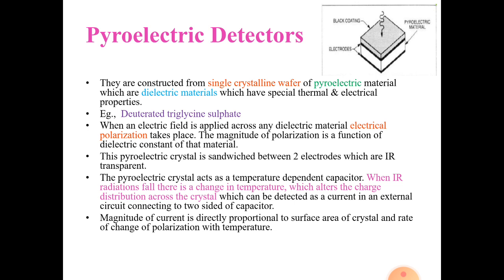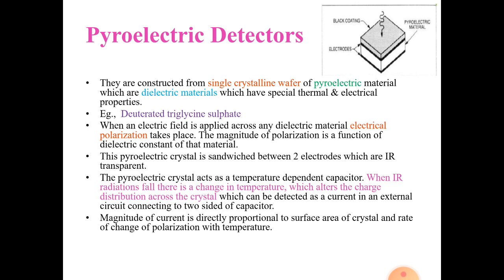When an electric field is applied across the dielectric material, electric polarization takes place. The magnitude of polarization is a function of the dielectric constant of that material. This pyroelectric crystal is sandwiched between two electrodes which are IR transparent. The pyroelectric crystal acts as a temperature dependent capacitor. When IR radiation falls, there is a change in temperature, which alters the charge distribution across the crystal.